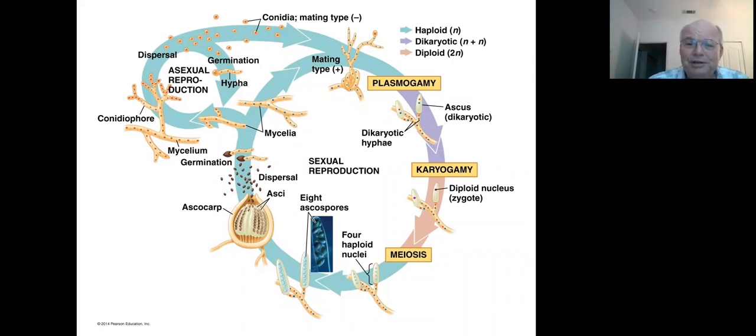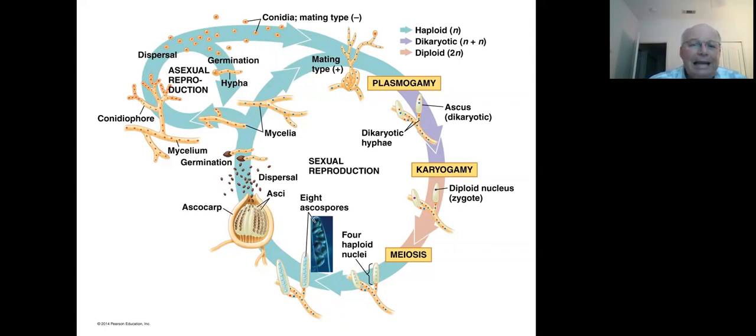The diploid nucleus then divides by meiosis to give 4 haploid nuclei that arrange themselves in a linear fashion inside the ascus. Each of these nuclei then undergoes a mitotic division, so that you now have not 4 haploid nuclei, but 8 haploid nuclei arranged in a linear fashion inside the ascus. Each of these haploid nuclei then gets compartmentalized into an individual cell, which becomes a spore.